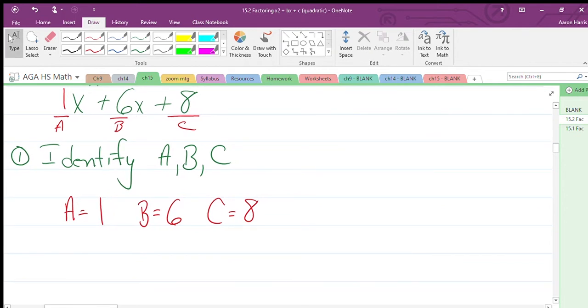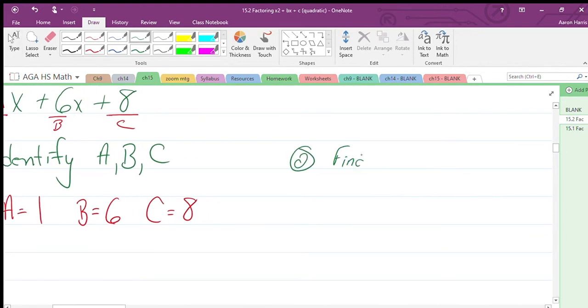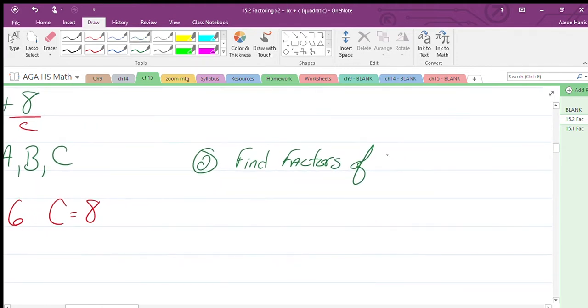Okay? The second step, you are going to have to be able to find factors. I don't know why I wrote find 2 times, but we are going to find factors of the absolute value of A times the absolute value of C. That's going to come in handy no matter what we do later on with factorization of quadratics. So I'm going to teach you that immediately.